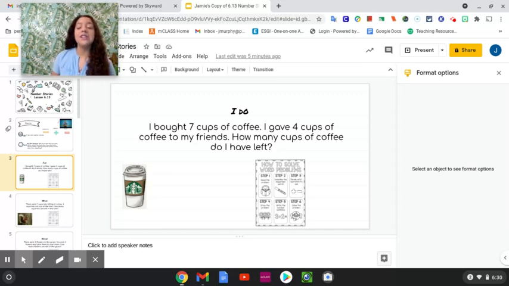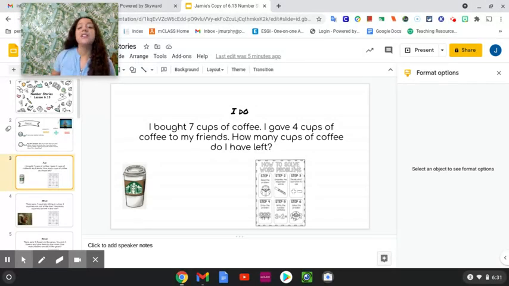Okay, first I have to begin by reading the number sentence. It says, I bought 7 cups of coffee. I gave 4 cups of coffee to my friends. How many cups of coffee do I have left? Let me think of the important word. Oh, it says I gave some away. That means we took some away. That means we have to subtract.